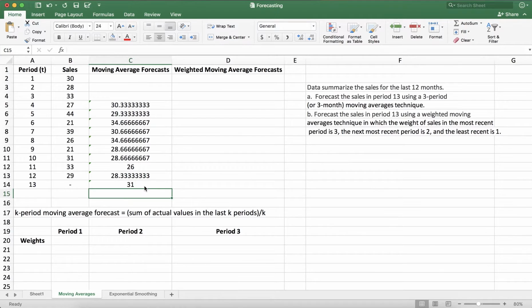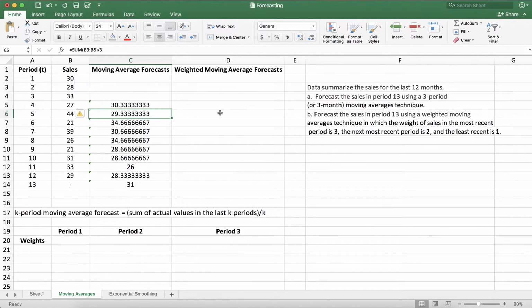Let's say that the question is asking, what is the forecast using the simple moving averages technique in period 6? Your answer would be 34.6. It can ask, what is the forecast in period 5? The answer is 29.3. And if you remember, earlier in this video, I mentioned something called forecast accuracy.